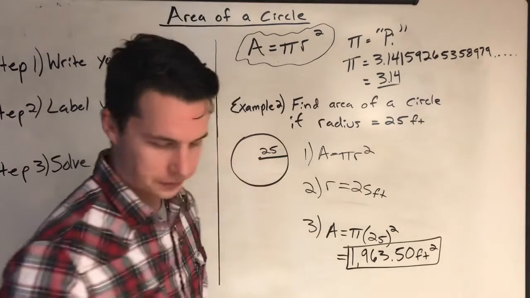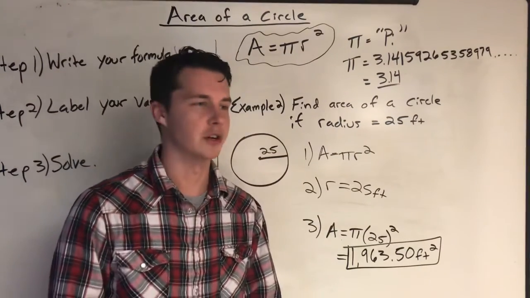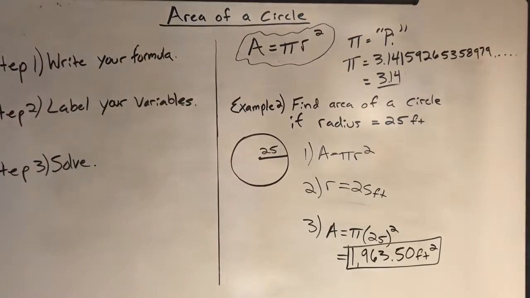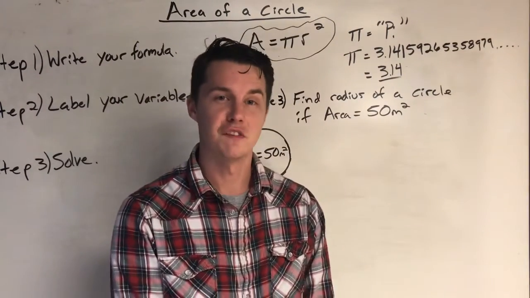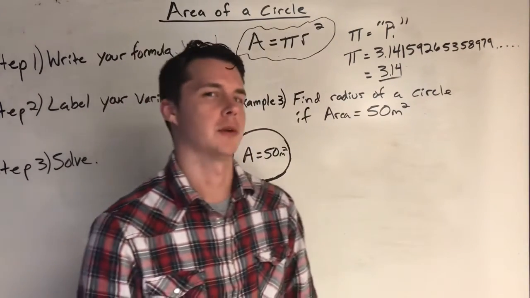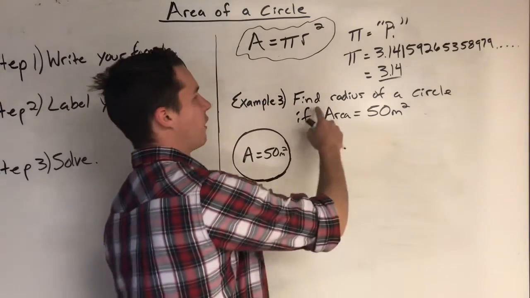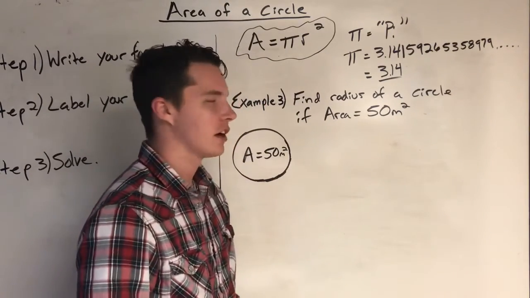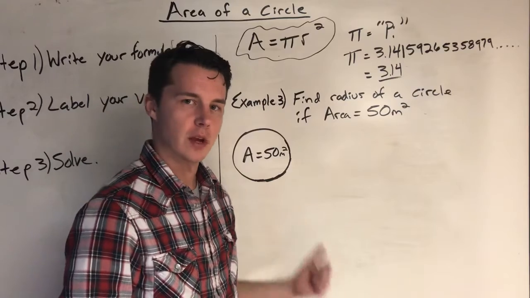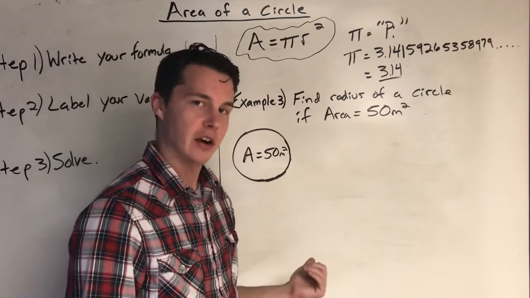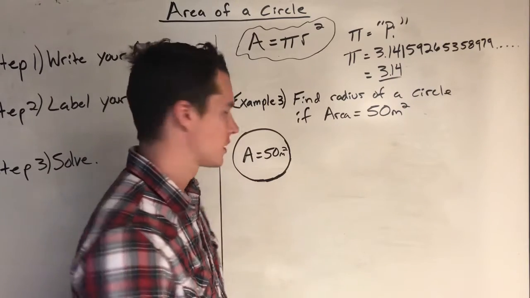There's that answer. Let's do one more example, and we're going to do this one backwards. Okay guys, for our last and final example, we're going to go backwards here. It says find the radius of a circle if the area equals 50 meters squared. So we have a circle, and we already know the area. We're just going to work backwards to find the radius.